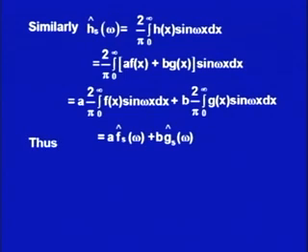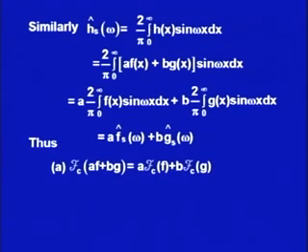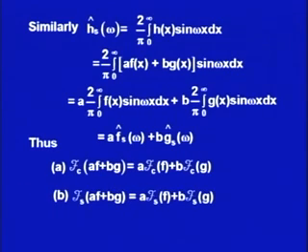Thus, what we have learned is that if the Fourier sine and cosine transforms exist, then the Fourier cosine transform of a f plus b g, that is, a linear combination of f and g, is nothing but a times the Fourier cosine transform of f plus b times the Fourier cosine transform of g. Similarly, the Fourier sine transform of a f plus b g is the same as a times the Fourier sine transform of f plus b times the Fourier sine transform of g. That is, the Fourier sine transform and Fourier cosine transform are linear; they take up the linearity property.